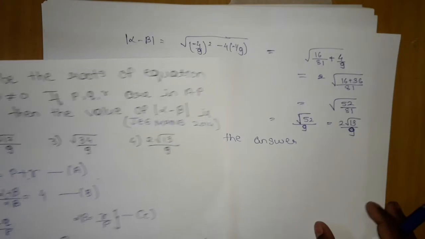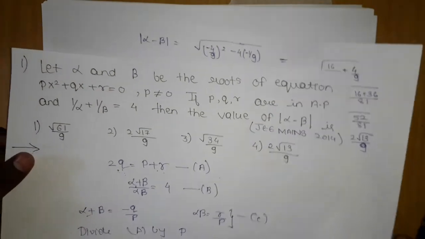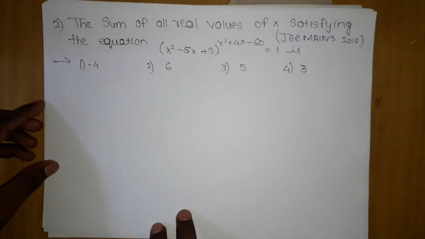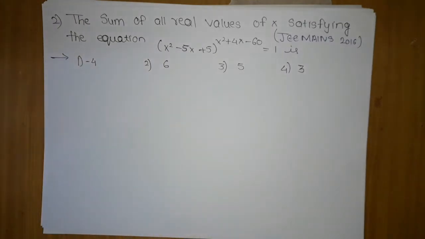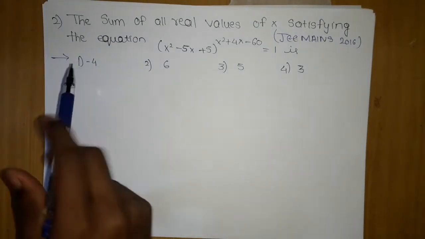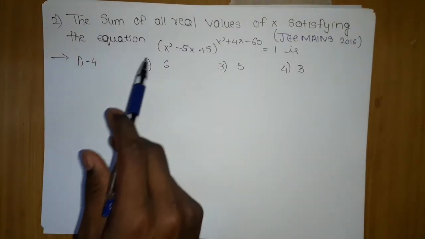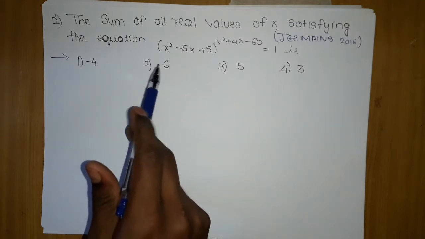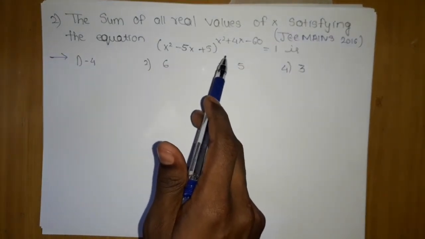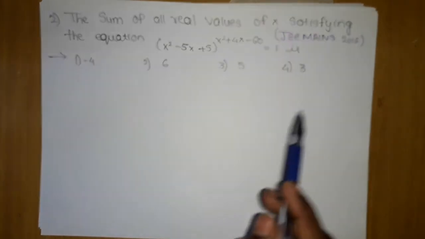Now we are done with this JEE Main 2014 question. Let's move on to the next question, and this is the next question. This question is from JEE Mains 2016. The sum of all real values of x satisfying the equation. First, there are two quadratics. One is in the base, x square minus 5x plus 5, the whole power x square plus 4x minus 60, should be equals to 1.